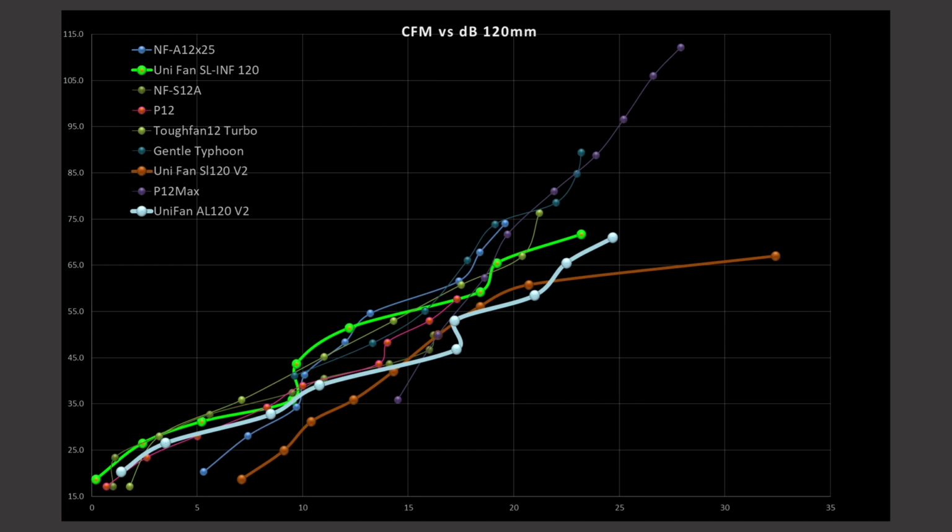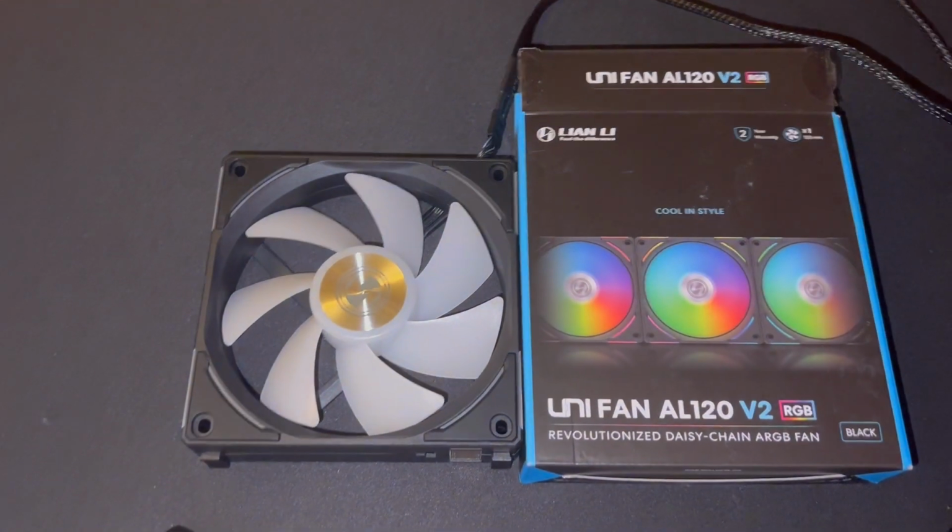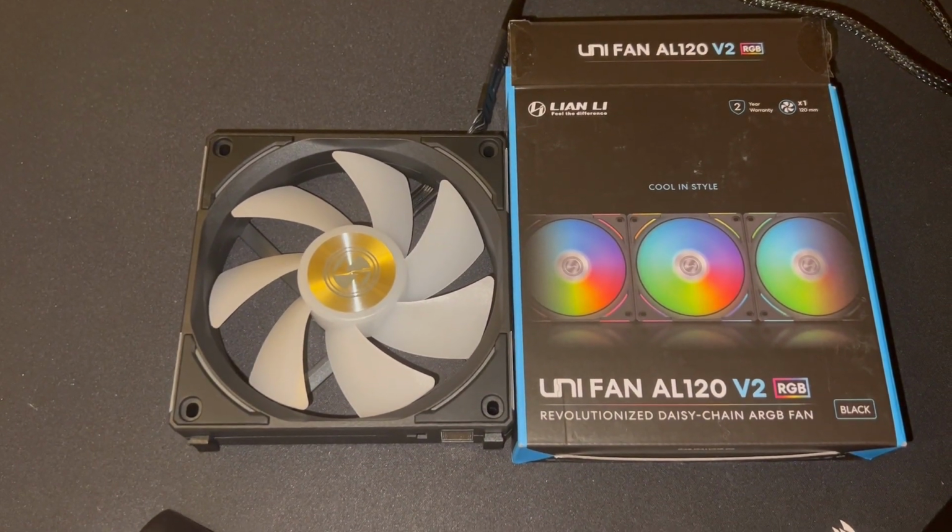Now, how does the graph look, CFM versus decibel rating? Well, here it is. The Uni-Fan AL120 version 2 is sitting towards the bottom end of this graph, so it is a bit on the noisy side for how much performance. All right, now that we've finished going over all the performance data, let's do our open box experience.